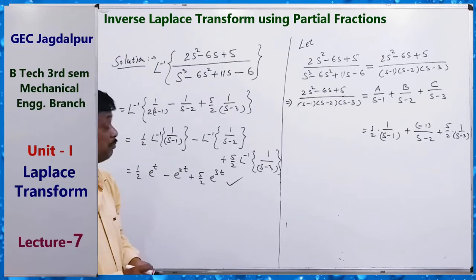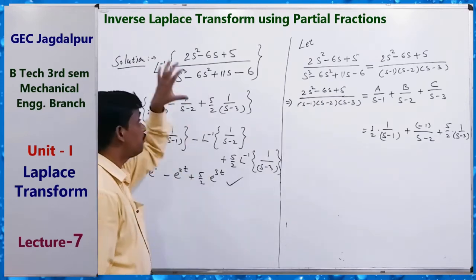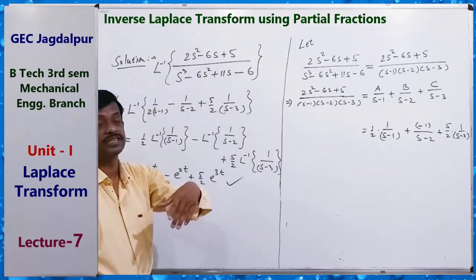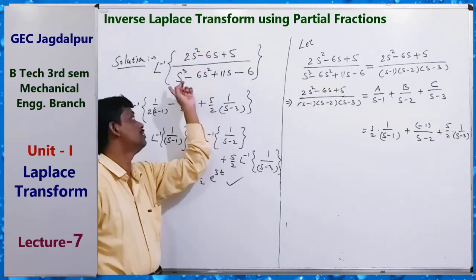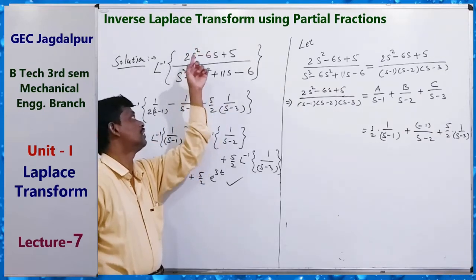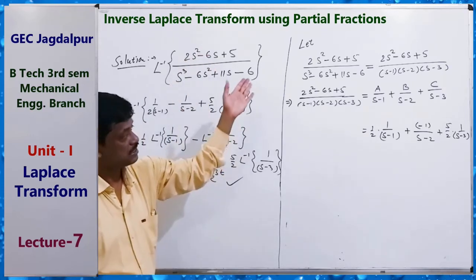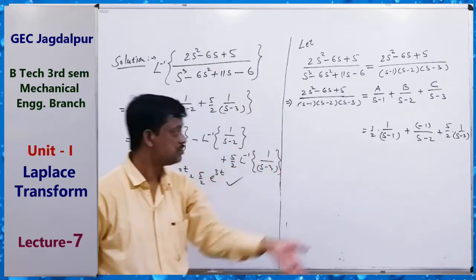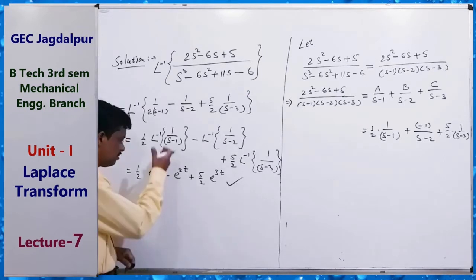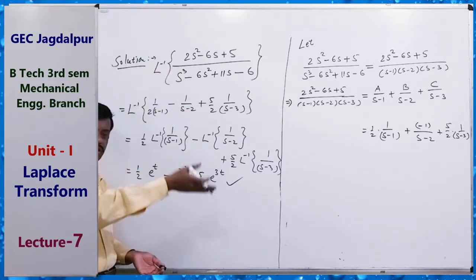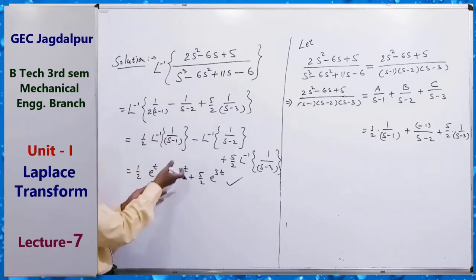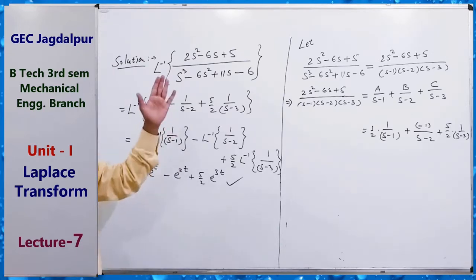Very simple. But here, if the function is a rational function, numerator by denominator, both are polynomials, and if the degree of the numerator is greater than the denominator, then you have to express it as a partial fraction first, and then use that and get the result directly by using our formula for inverse Laplace transform. So this is the answer of this question.